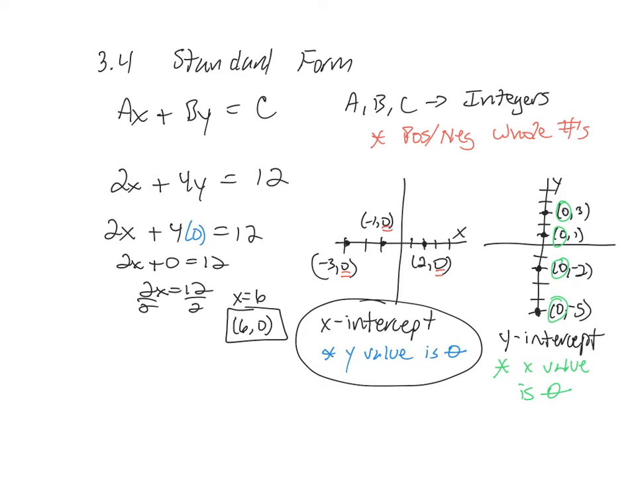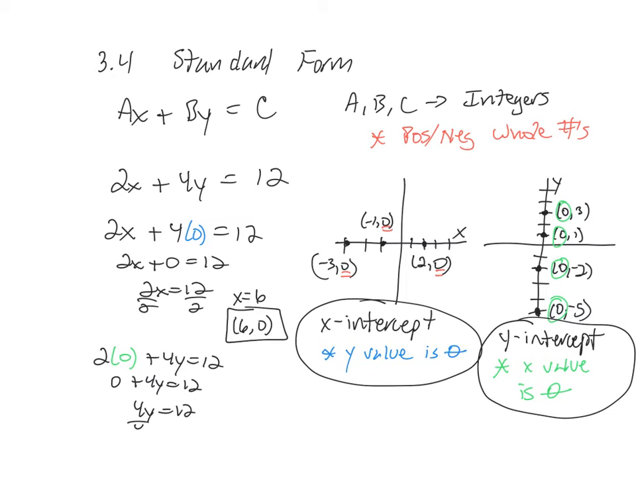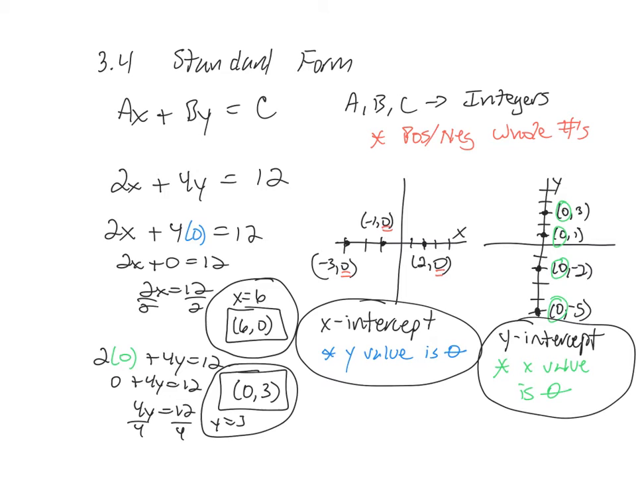Okay, and then I do the opposite for the y part. So for the y-intercept, I put 0 for x, just like it says over here. And I get 0 plus 4y and 0 plus anything is the anything. And again, I've created a coordinate where the x part is 0 and the y part is 3. So sometimes the book, when it asks you to find the intercepts, it'll say x equals 6 or 6, 0 or y equals 3 or 0, 3.